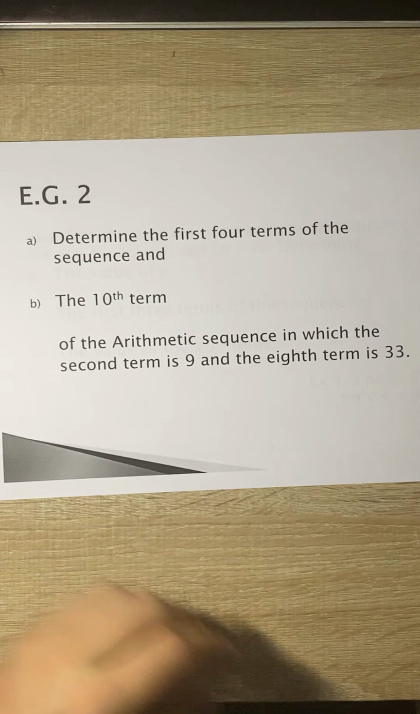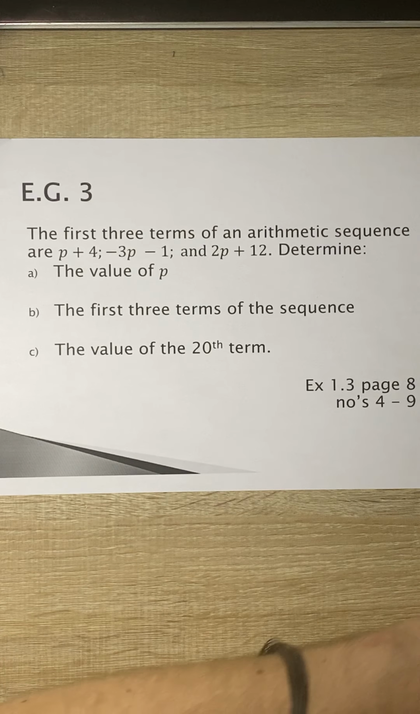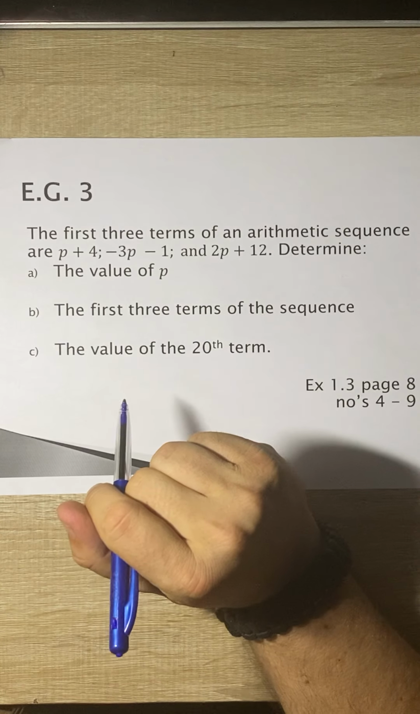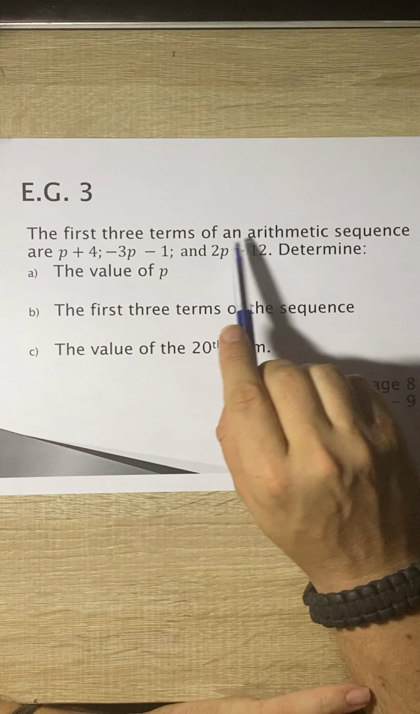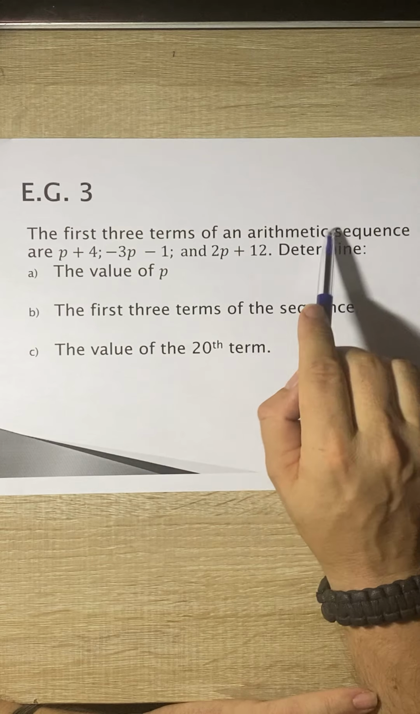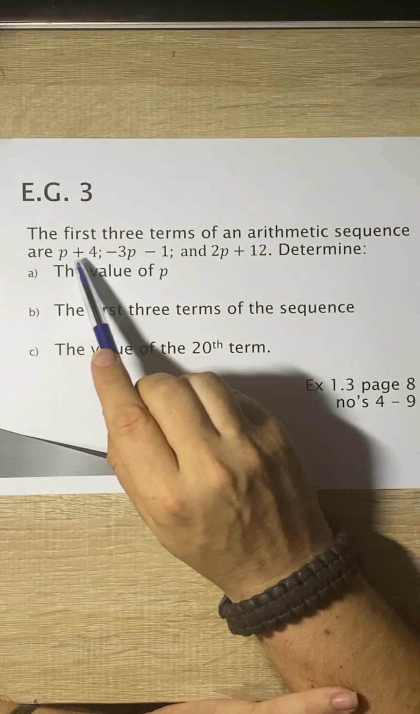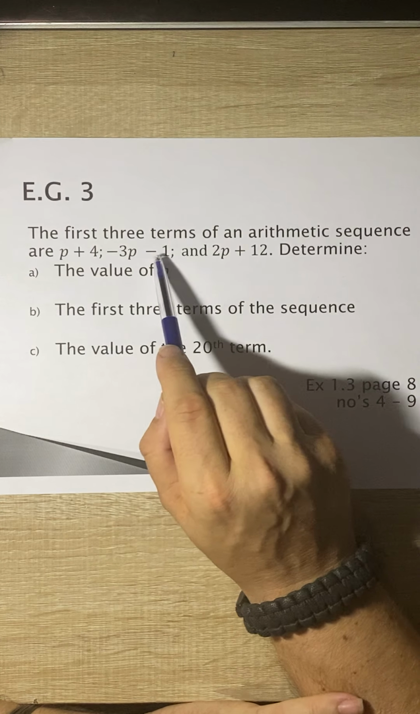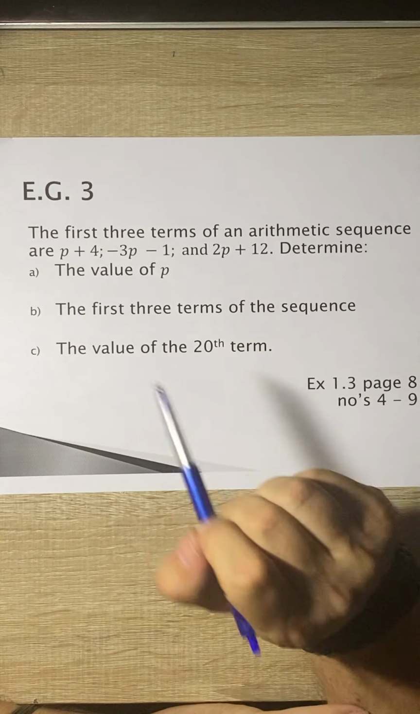Right, next example. Okay, so when it comes to examples like this, I don't want you guys to freak out because it's in terms of a variable. The method is exactly the same, all right? So for example 3, the first 3 terms of an arithmetic sequence. Now that's important that they've told us it's arithmetic, and you'll see in a second why. And here are our first 3 terms, p plus 4, minus 3p minus 1 and 2p plus 12. What we need to determine is the value of p.